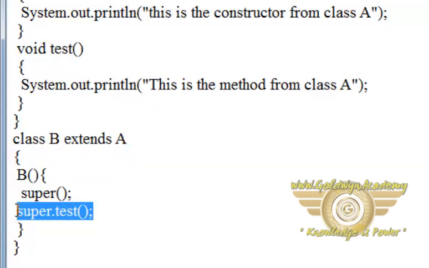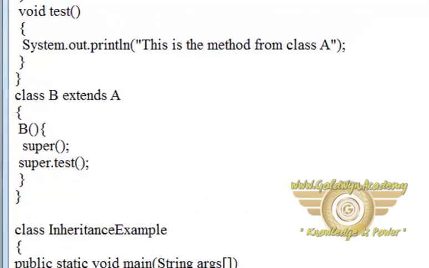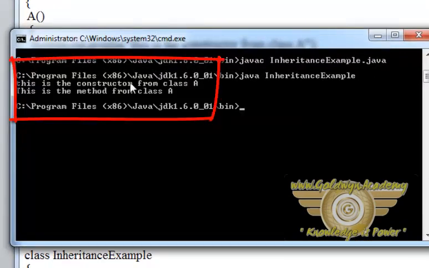Now this is our main class. We have just created b1 object of class B. Now let's check the output. Let's run this program. So the first statement is: this is the constructor from class A, which is the output of the constructor, and the second statement is: this is the method from class A. This statement comes from the method test of class A.